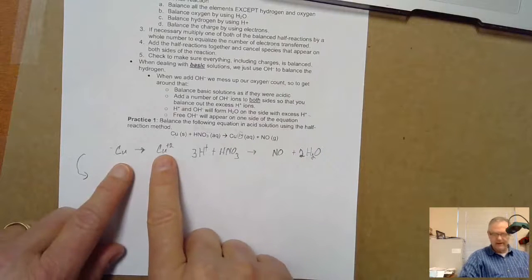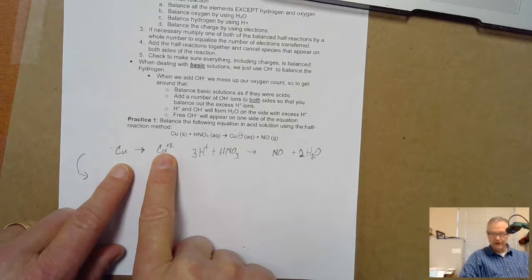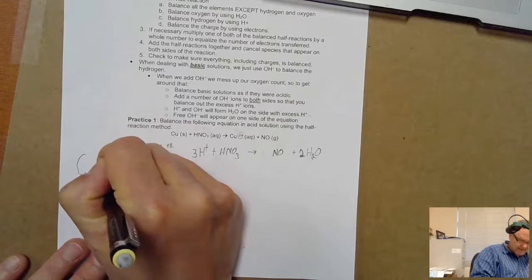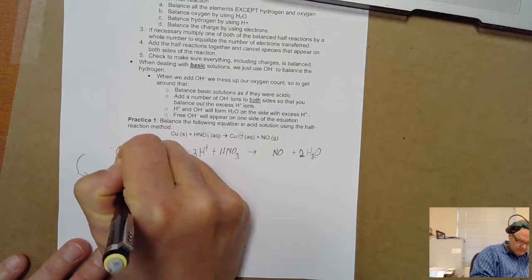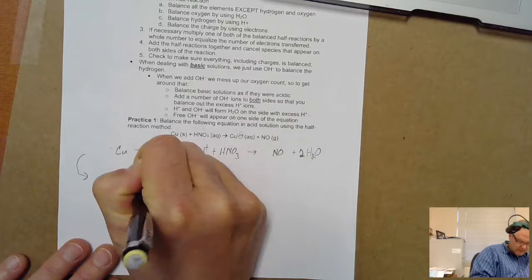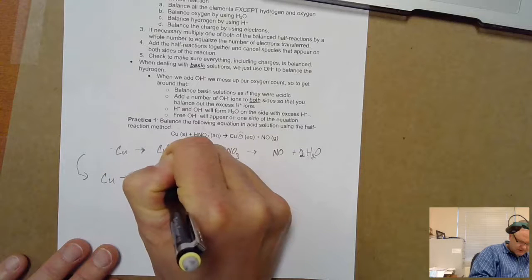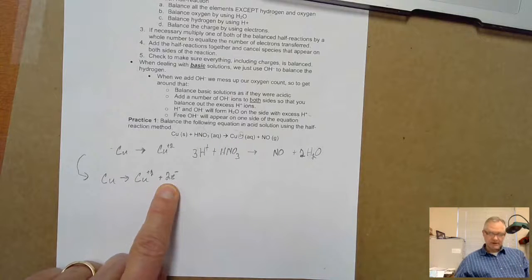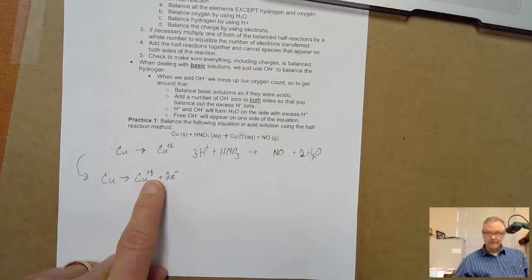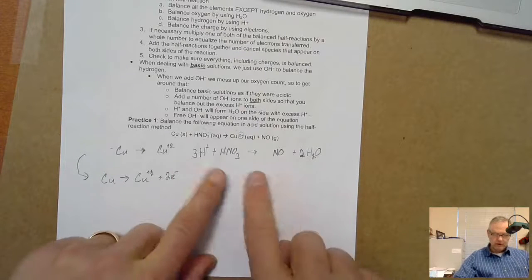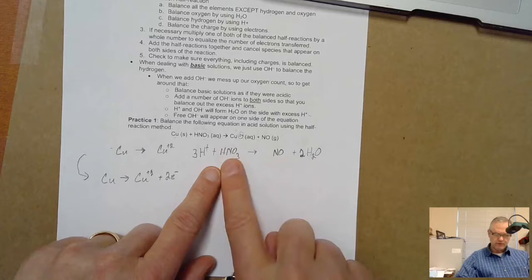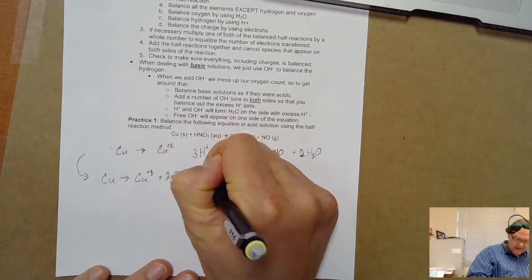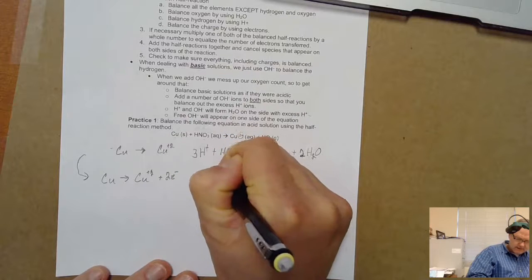If I look at this, you see how I have a plus 2 on this side and a 0 on this side? So I'm going to have to add electrons, and I'm going to say copper yields copper plus 2 plus 2 electrons. When I add those 2 electrons right there, that gives me an overall charge of 0 and 0. So now I'm going to look up here. We've got 0 charge, 0 charge, 0 charge. I've got a plus 3 charge. So I'm going to have to add 3 electrons to this side.